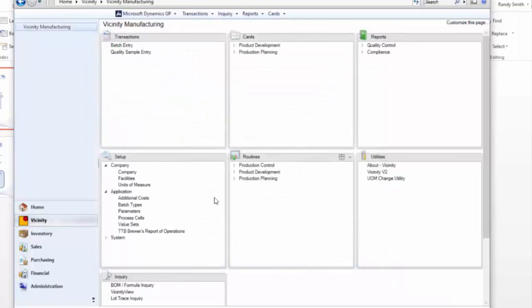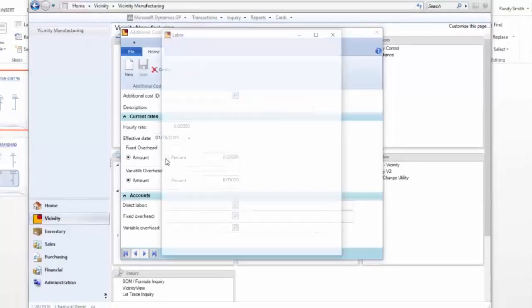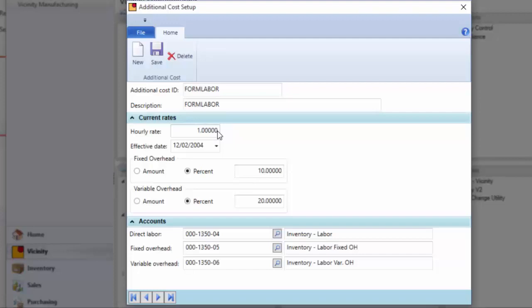Now, the other account I wanted to talk about is the additional costs. Specifically, go and grab an additional cost. I think this is going to be a good one. So this is an additional cost ID. You'll set those up against a finished good or against a formula. I'll show that in action against a batch ticket in just a minute. You can have as many additional cost IDs as you want to.